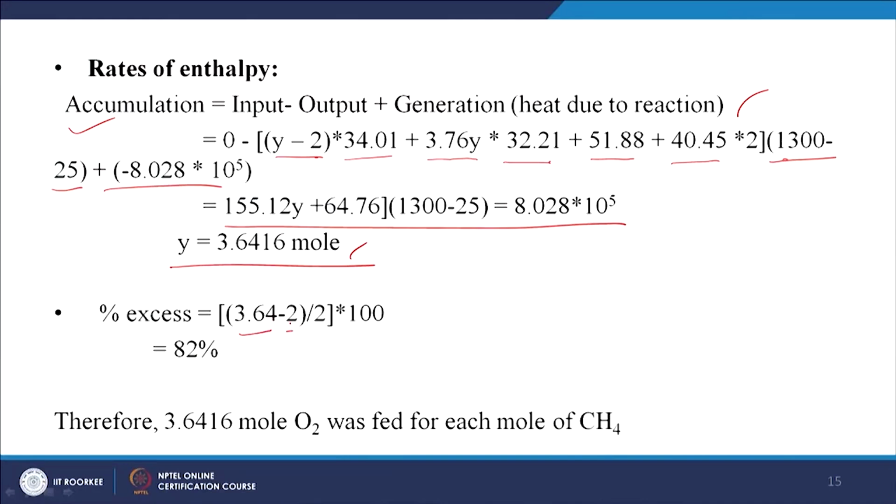Then what is the excess air? Stoichiometrically, 2 moles of oxygen was required. So 3.6416 minus 2, divided by 2, into 100, gives about 82% excess air. Therefore, 3.6416 moles of oxygen was fed for each mole of CH4, and excess air was 82%. So now we are able to solve the problem. Up to this in this class, thank you very much for your patience.